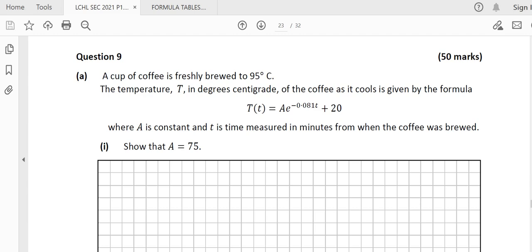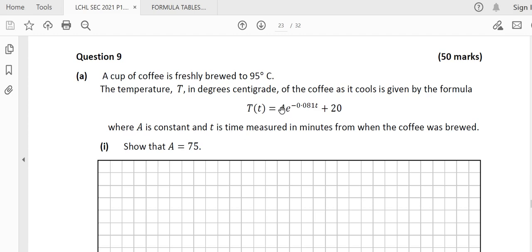The temperature T in degrees centigrade of the coffee as it cools is given by the formula. Why is it as it cools? Well, obviously, if you think about it, you make the coffee, you pour the water, 95 degrees. That's the temperature of the coffee once you pour the water. And what happens next? Well, the coffee will be slowly getting colder, isn't it? So how that temperature is going down is expressed by this function, where A is a constant.